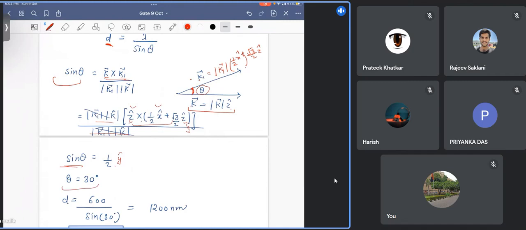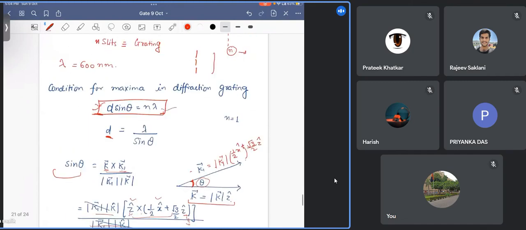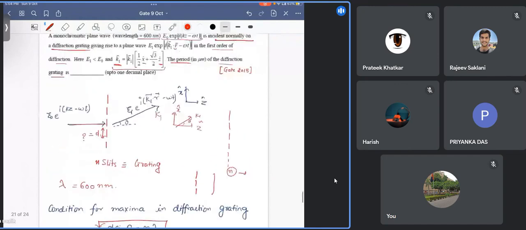This is 30 degrees. When you put this into the expression, d equals lambda by sin theta, which becomes 600 by sin 30 degrees. So the grating period is 1.2 micrometers. They have asked the question in micrometers.